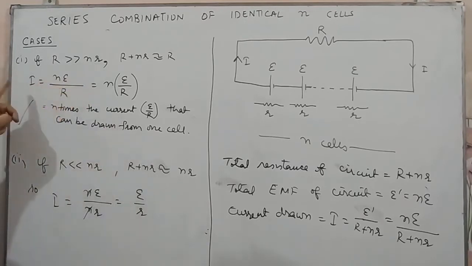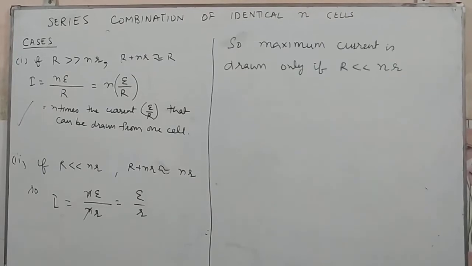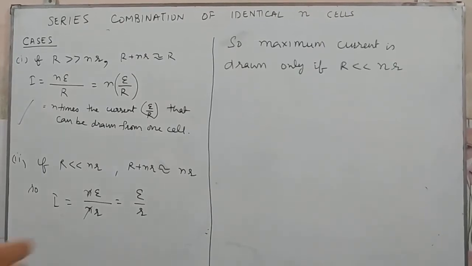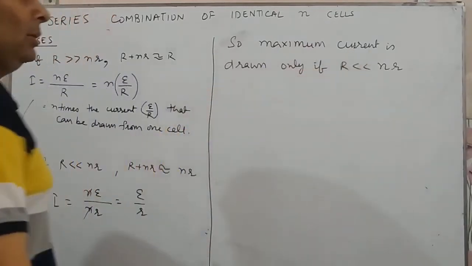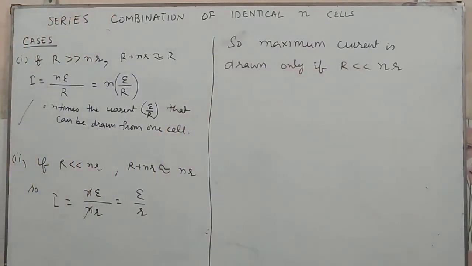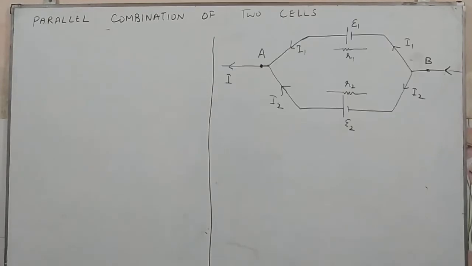In this case, the current drawn will be maximum when the external resistance is much greater than the total resistance of the series combination. Note it down: maximum current is drawn only if R is much greater than nr, the equivalent resistance of the series combination.